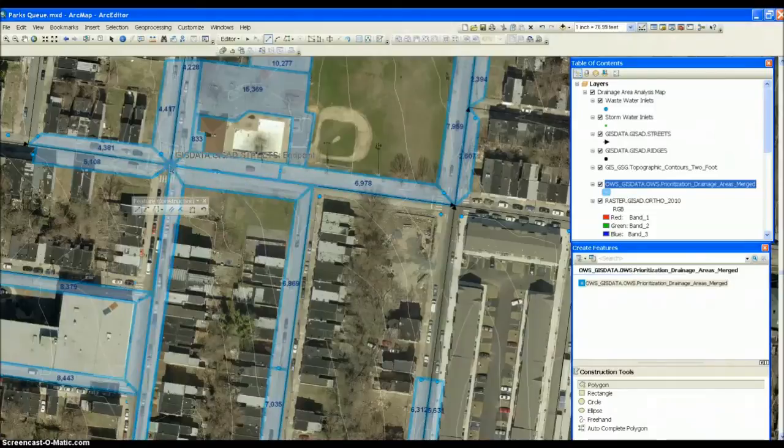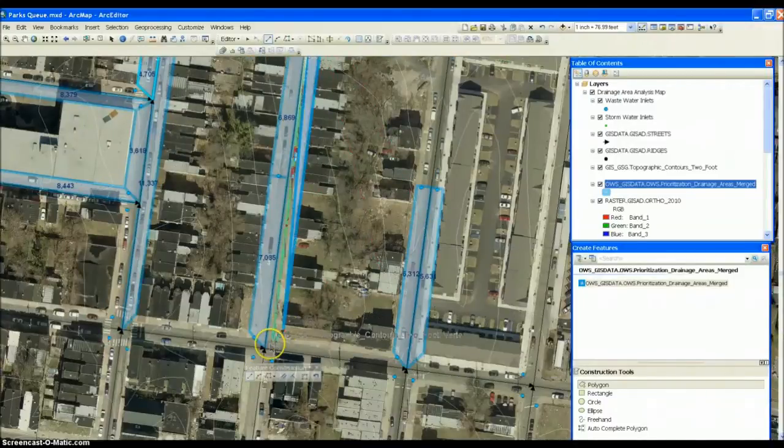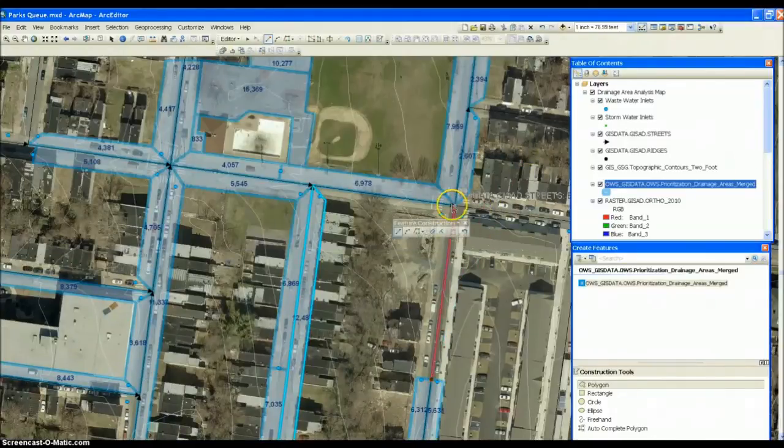So you see when I finish drawing all the drainage areas to an intersection, you get this 8-point star. Again here it's going to be divided into 8 sections. But I'm not going to include that other area because it's flowing away.